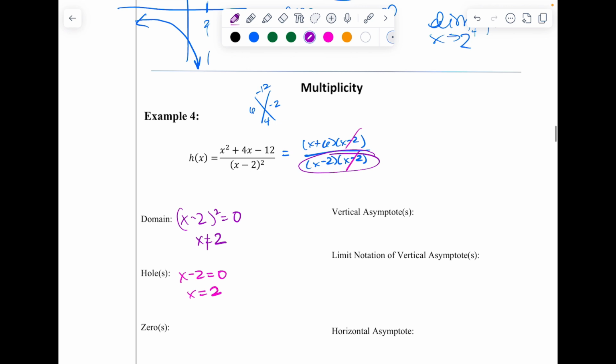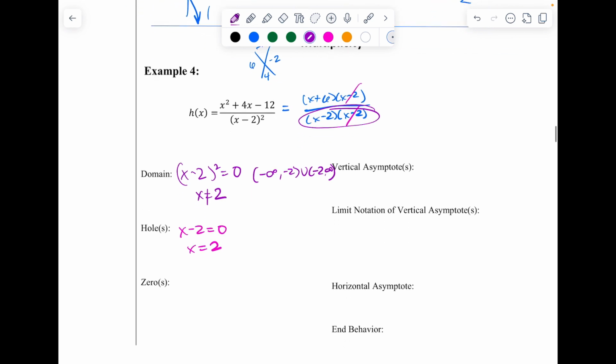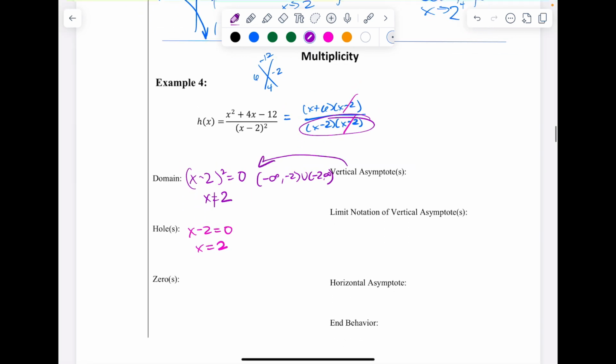x equals 2 is not part of the domain, so we say from negative infinity to 2, and then from 2 to infinity. We also know that the vertical asymptote and the domain go together, so we know x equals 2 for our vertical asymptote. And even though it's a hole, it can also be a vertical asymptote because it's still left over. Okay? We also have zeros where we set the numerator equal to 0, so x plus 6 equals 0, so then x equals negative 6.